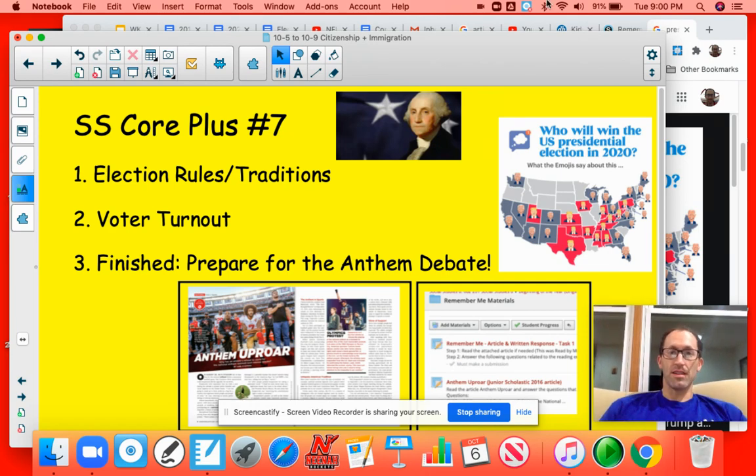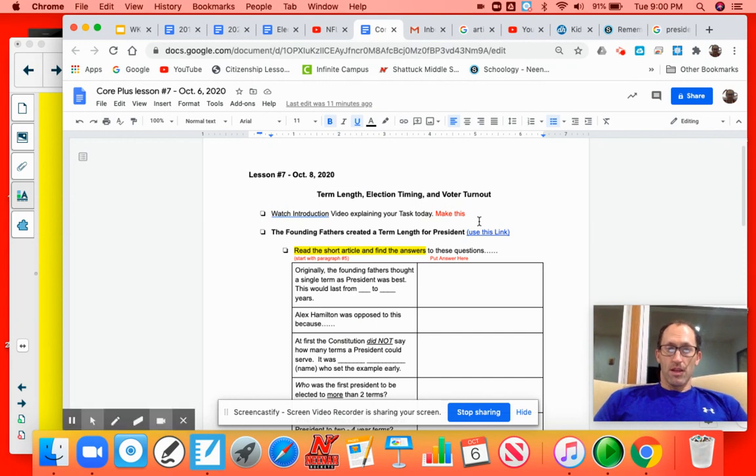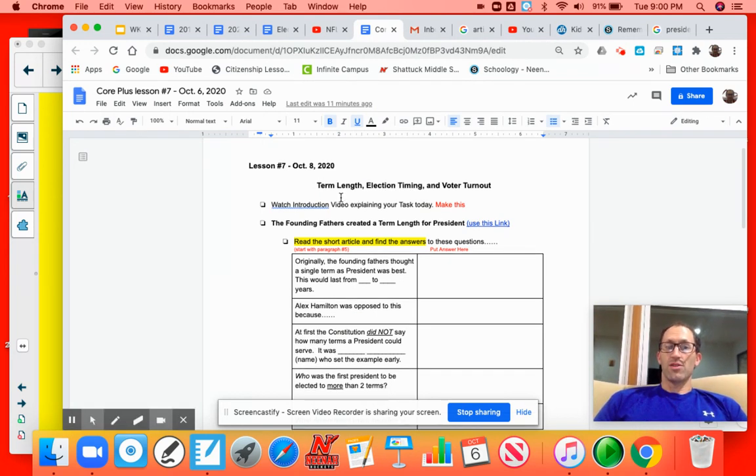So today's lesson is built around using a bunch of web resources that are going to get you to think about the term length of the president. Why is it a set number of years? When do elections happen in November? And why is it always on a Tuesday? And then a close look at voter turnout.